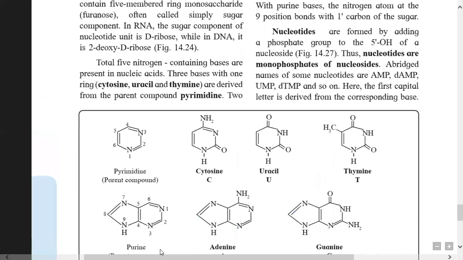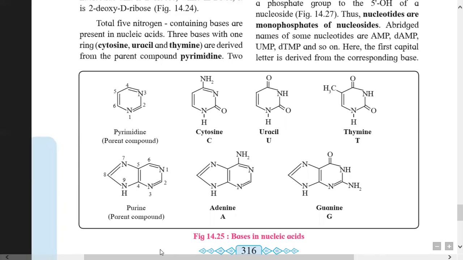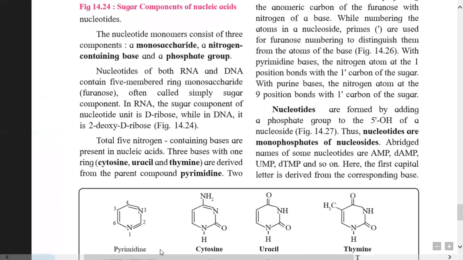So these are the bases present in nucleic acid. Bases are mainly two types. One is pyrimidine and the other is purine bases. Pyrimidine bases are cytosine, uracil, and thymine, and purine bases are adenine and guanine.